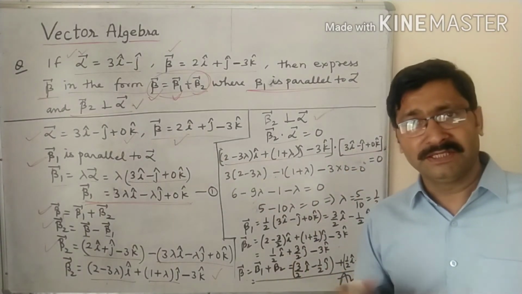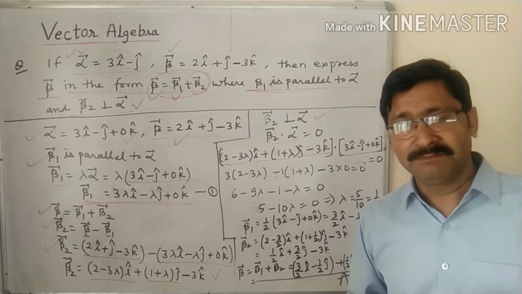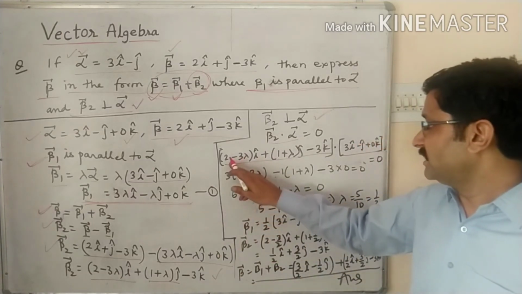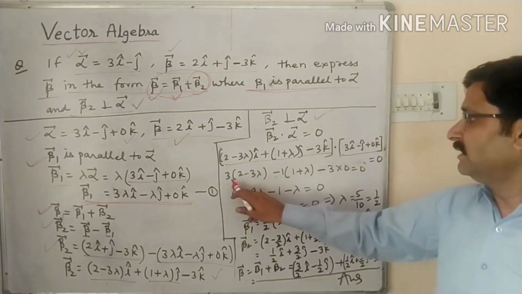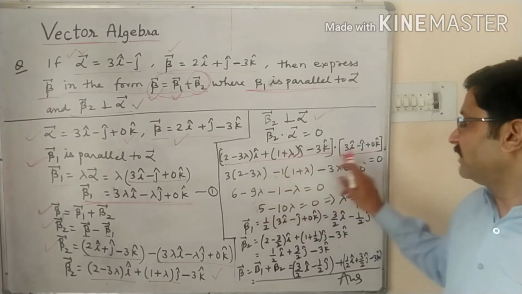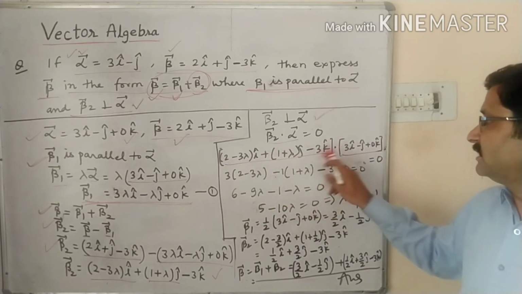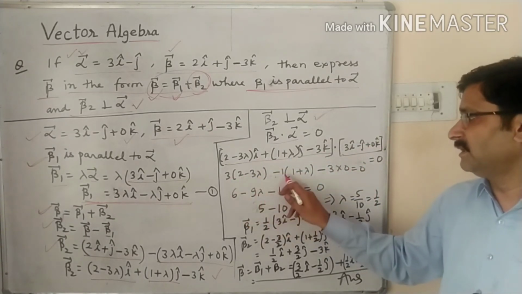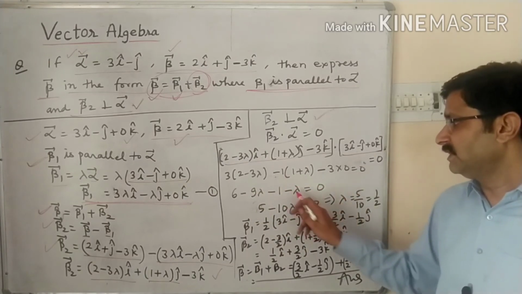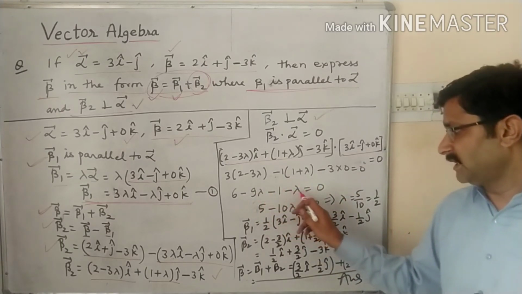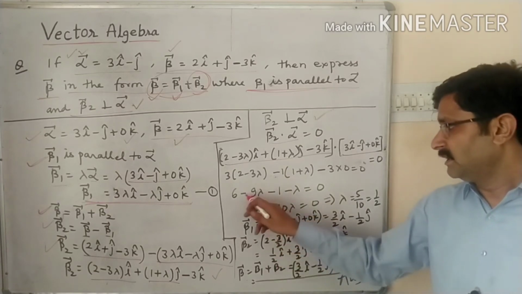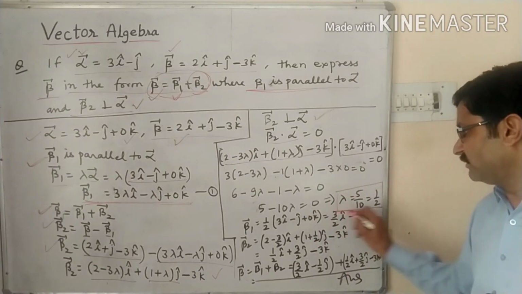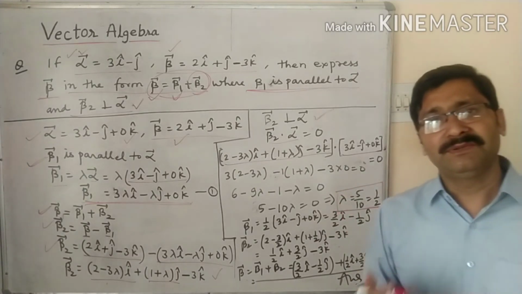In the dot product, you multiply the i coefficients, plus the j coefficients, plus the k coefficients. The i coefficient is 2 minus 3 lambda multiplied by 3. Then 1 plus lambda multiplied by minus 1. Minus 3 multiplied by 0 gives 0. Solving these: 6 minus 9 lambda minus 1 minus lambda equal to 0. Adding lambda terms, minus 9 and minus lambda is minus 10 lambda, and 6 minus 1 is 5. So 5 minus 10 lambda equals 0, which means lambda equals 1 by 2.